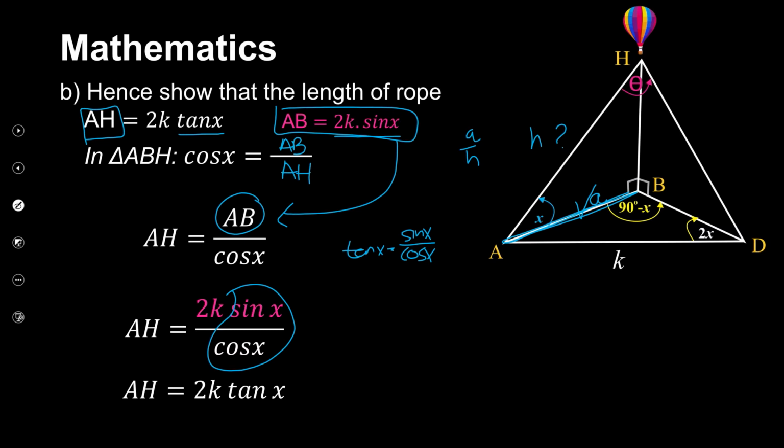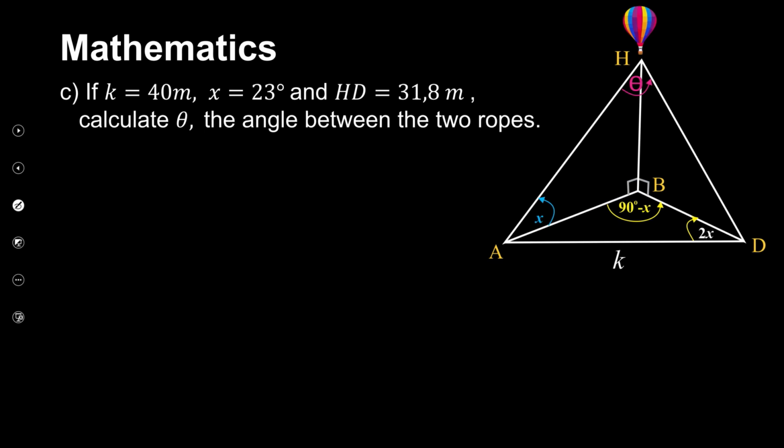Okay, the third part of this question, they're giving us now values to substitute. They tell us k is 40, x is 23, HD is equal to 31,8 meters. Calculate theta, the angle between the two ropes. So let's see what they've given us. We know that k is equal to 40 meters. X is equal to 23 degrees. Okay? And they've given us that HD is equal to 31,8 meters. Now remember, they want us to calculate theta.